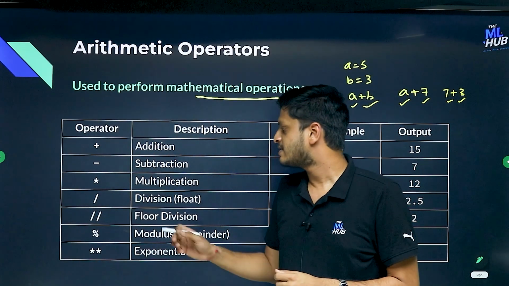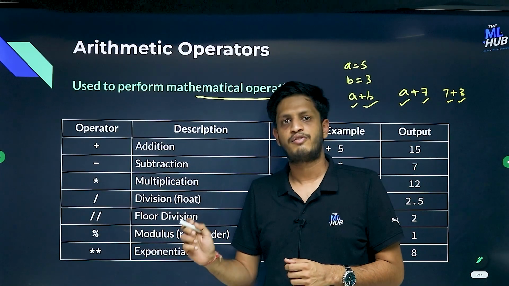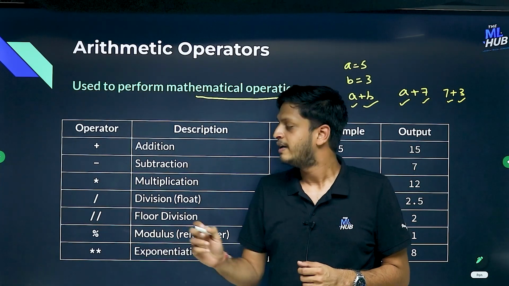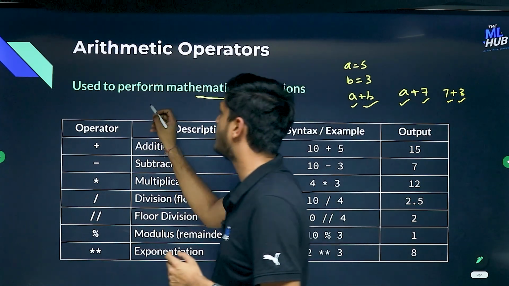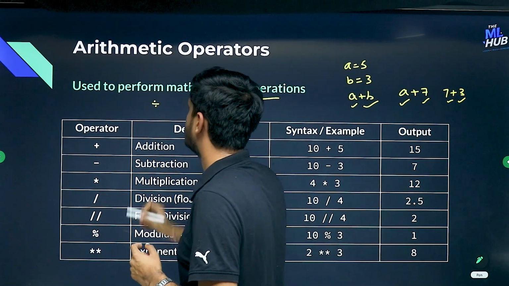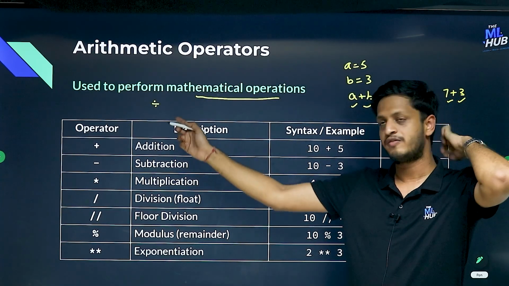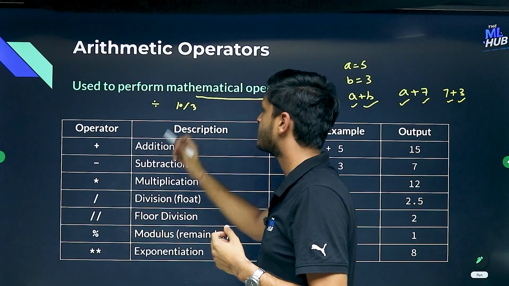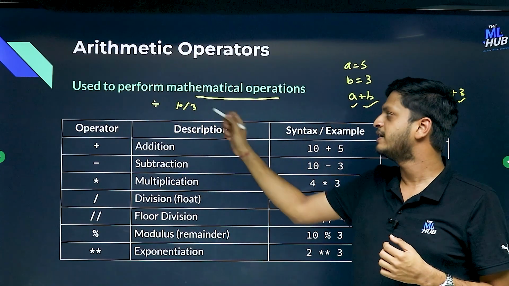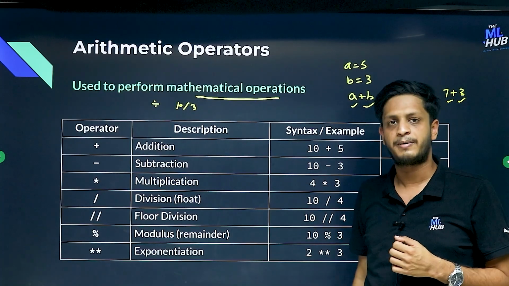Okay. Next is division. If you write the forward slash symbol on your keyboard, that is used for division. Because on our keyboard we don't have the division symbol, right? This symbol is not present. And generally in maths we use this symbol for division, like 10 by 3. So this particular symbol is present on the keyboard, and this is used for arithmetic division or the division operator.